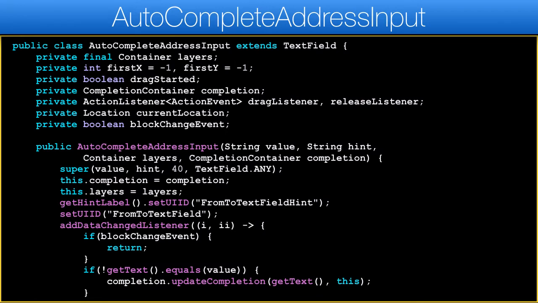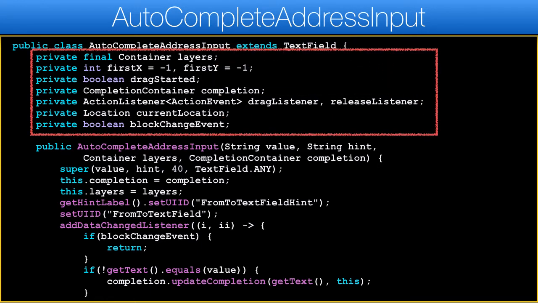I refactored some of the code from the map form class into the autocomplete address input class. It made it easier to implement some of the related logic. I chose to derive text field rather than encapsulate it, mostly due to convenience. Encapsulation would have worked just as well for this case.